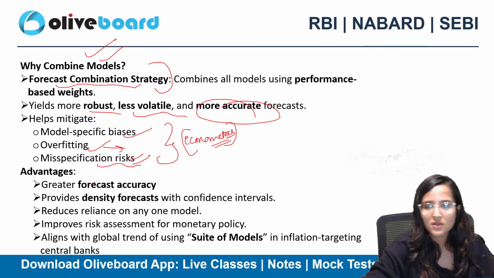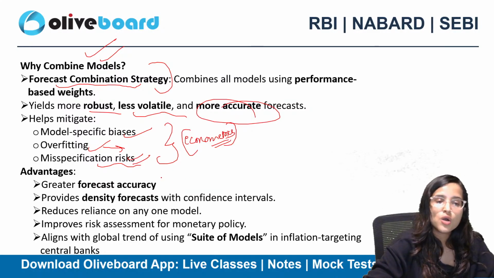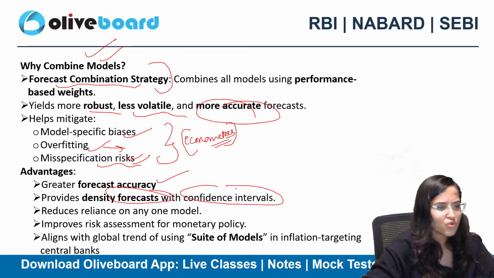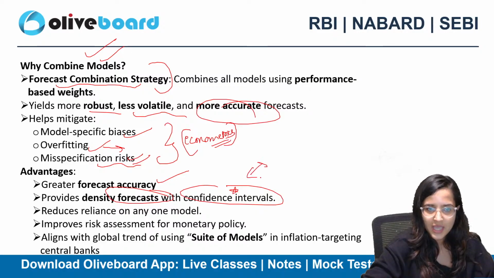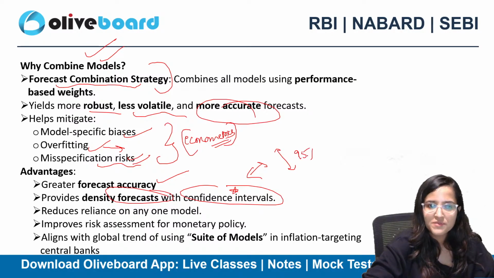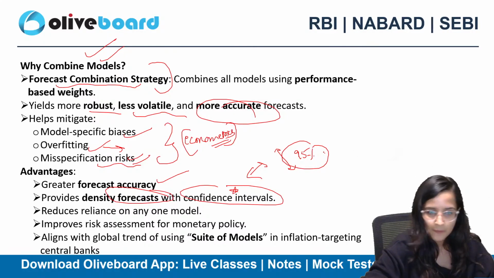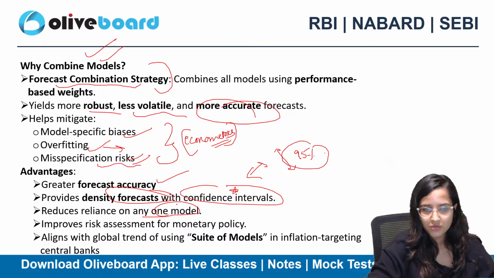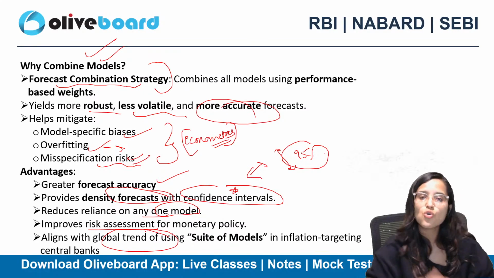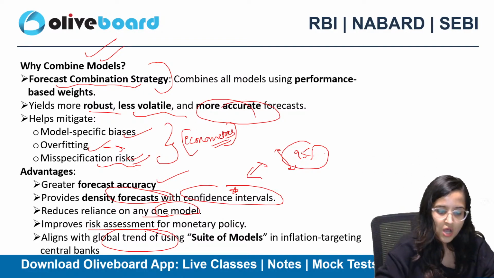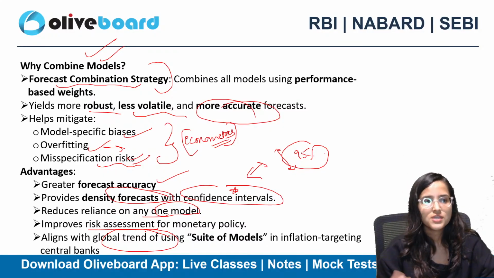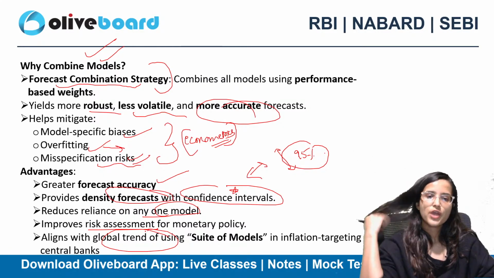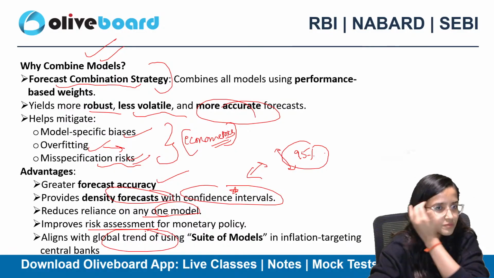And what are the advantages of using the combination of these models? It is going to provide greater forecast accuracy. It is going to provide density forecasts with confidence intervals. Confidence intervals से मतलब हमें पता चलता है कि कितना ज़्यादा accurate है, कितना नहीं है. 95% confidence interval का मतलब है 95% accuracy है. It reduces reliance on only one model, because एक model पे rely करेंगे, it is not going to give you accurate results. It is going to improve risk assessment for monetary policy, and it aligns with the global trend of using a suite of models or a combination of models.